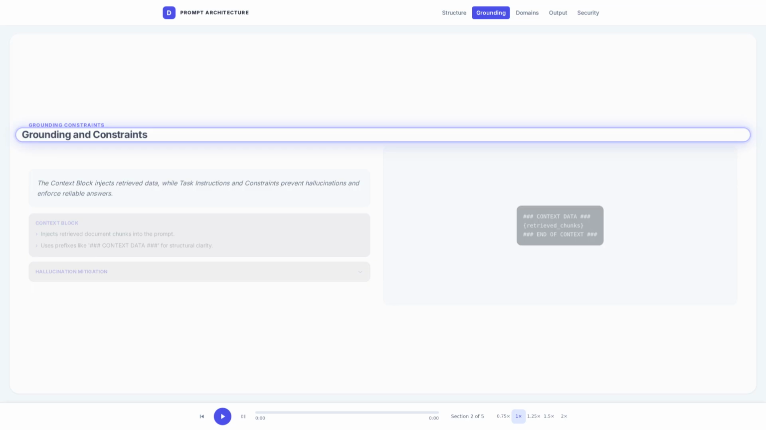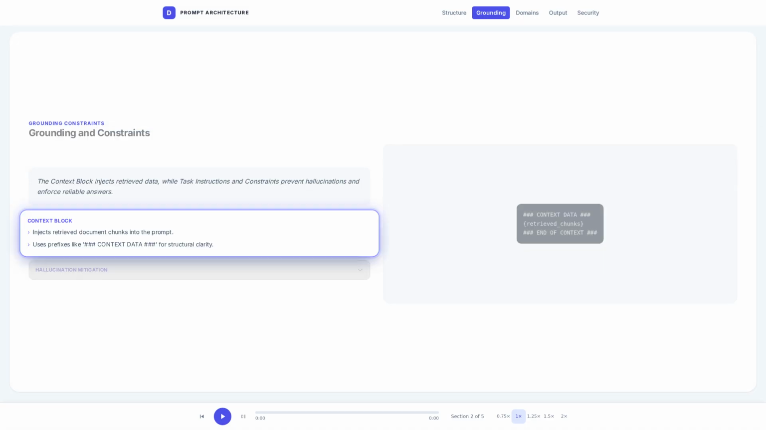Okay, so here's the deal. We need to talk about two really important parts: grounding and applying constraints. First, grounding. This is about giving the LLM context. We inject retrieved data, like chunks of documents. Now, how does the LLM know what this data is? It needs a clear label, a structural prefix, you see. Something like ### context data ###. This separates it from instructions.